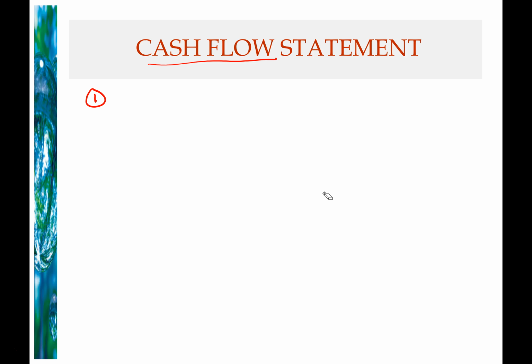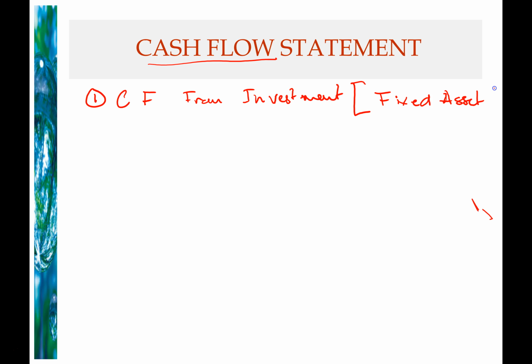Okay. So your cash flow from investing, or from investments. We say this is investment in fixed asset. We'll write in brackets here, fixed asset. So what may make the cash increase or decrease under this section?